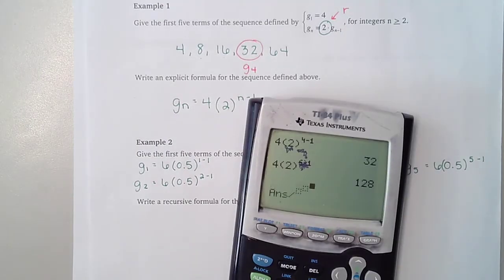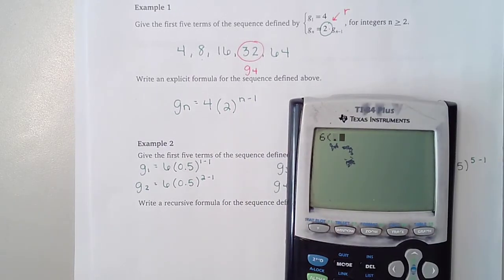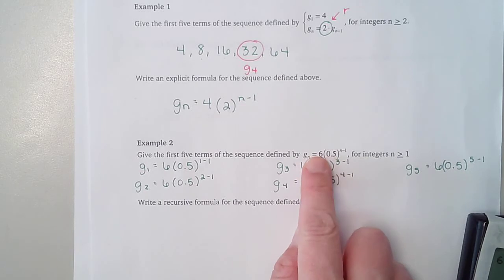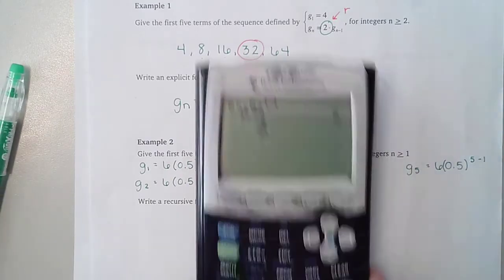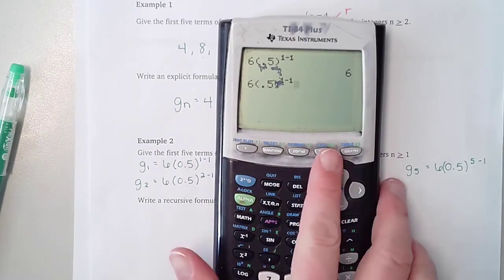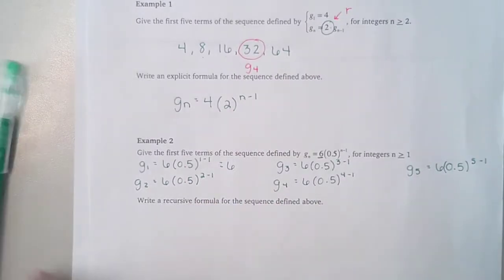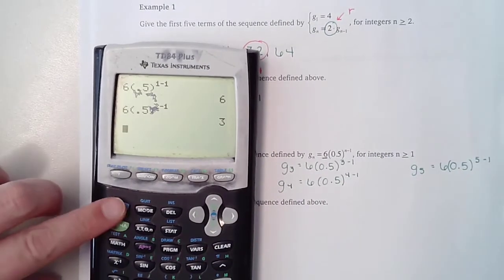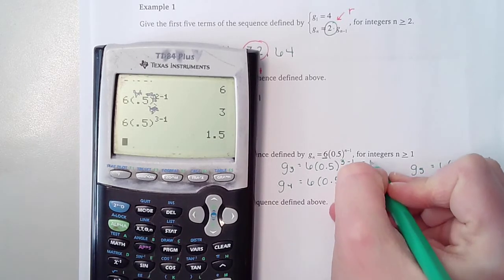So let's try this. Like I said, we should know what this is at least going to start out as. So 6 times 0.5 to the power of 1 minus 1 should give me 6. And again, I knew that because the way this formula is written, we always start with G1 right here. So this is 6. Now I'm going to do the exact same thing with 2 minus 1, which is 3. Okay, let's try it with 3 minus 1. And I end up with 1.5.